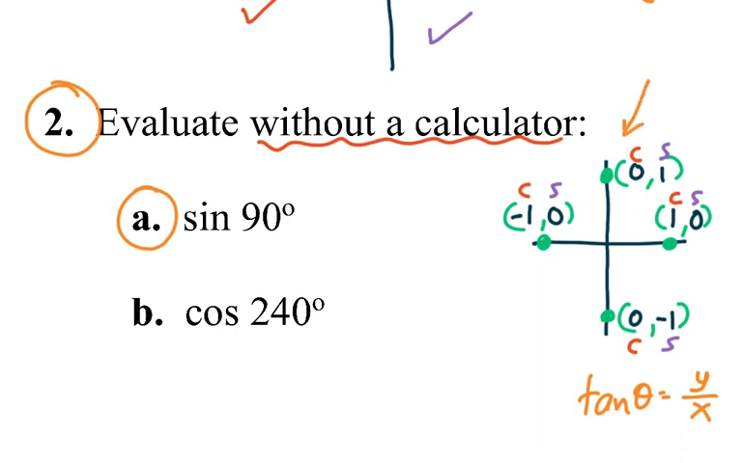We're at 90, which was up here. I'm asking for the sine. We just said the sine is the y value. Well, what's the y value at 90? It's 1. And that's it. That's all we had to do.